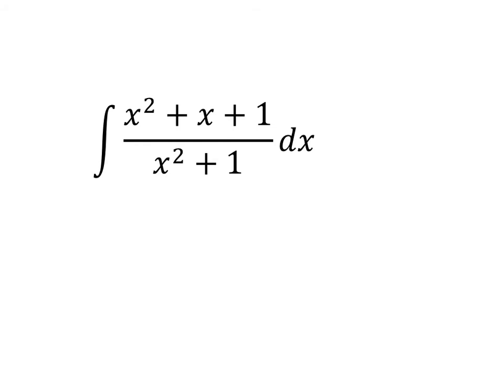Okay, this one. Let's think about it. What would you make u? X squared plus 1. Okay, let's say you make this u. That's x squared plus 1. So what is du? 2x. 2x dx. Can we get to the x squared plus x plus 1? Yeah, eventually, if you want to. How? If you have the desire.